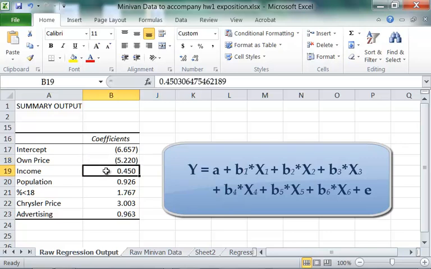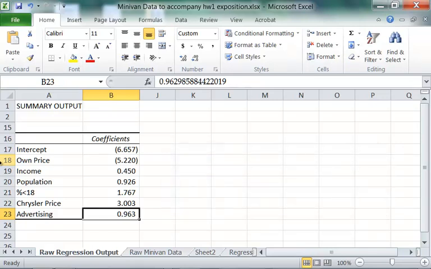The income of the population, the wealthier the population, the more people will buy, maybe higher turnover of cars. The more people there are, the more units you can sell. The bigger the percentage of the population that is young, the more units you sell. The higher Chrysler's price goes, the more units you sell. And the more you spend on advertising, the more units you sell. So that's just an extremely straightforward layout, and I'm going to do a quick little change in just a moment, but that's what we're looking for in the regression.